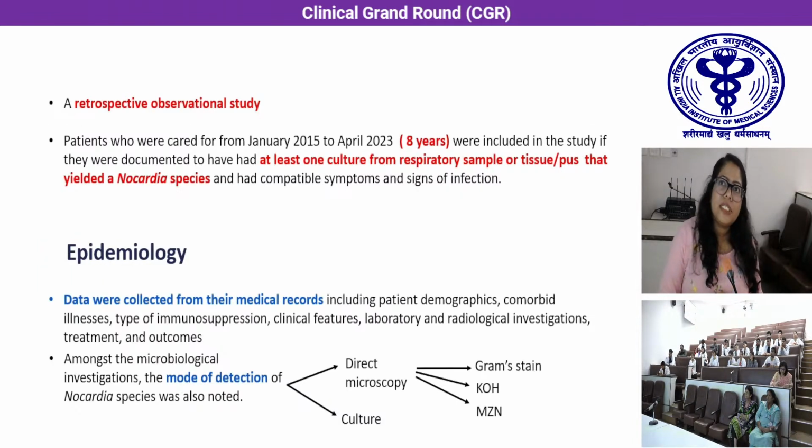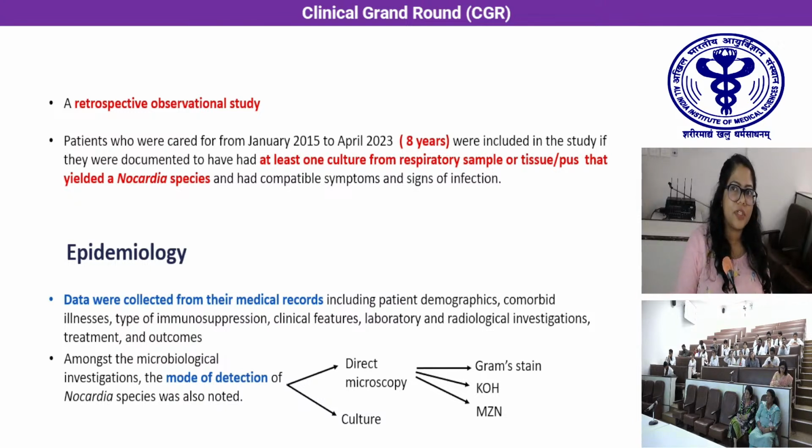So we have performed this retrospective observational study from January 2015 to April 2023, a duration of 8 years. And we have included Nocardia which were isolated in at least one culture from a respiratory sample, tissue, or pus sample which yielded Nocardia species. And along with it, the patient had compatible signs and symptoms of infection.